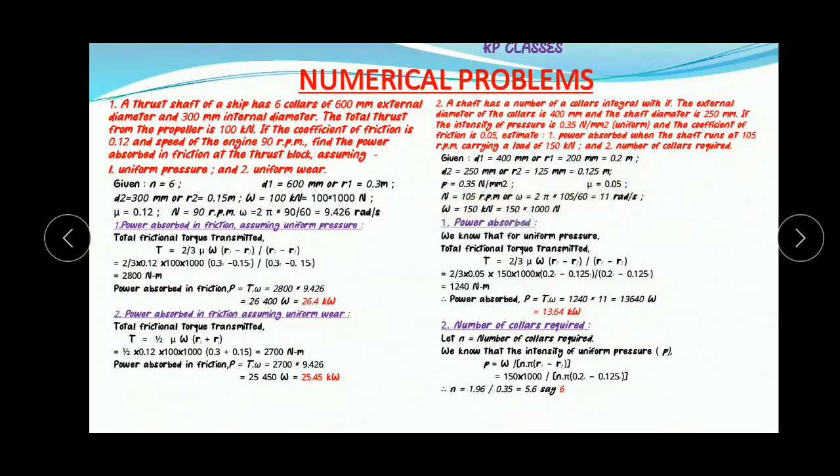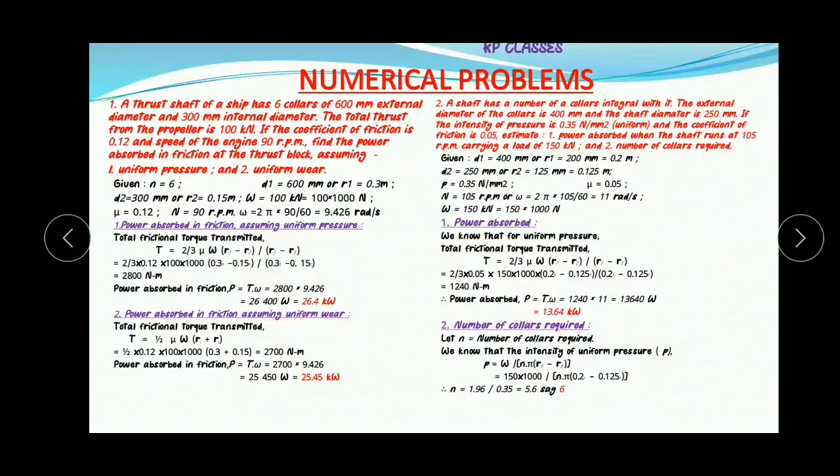Pressure is given that 0.35 Newton per mm square is uniform. That is, the whole problem should be considered under uniform pressure. Mu equal to 0.05, speed of the shaft N equal to 105 rpm, and angular velocity omega equal to 2 pi N by 60 equal to 2 pi into 105 divided by 60 equal to 11 radian per second. W equal to 150 kilonewton equal to 150 into 10 to the 3 Newton.